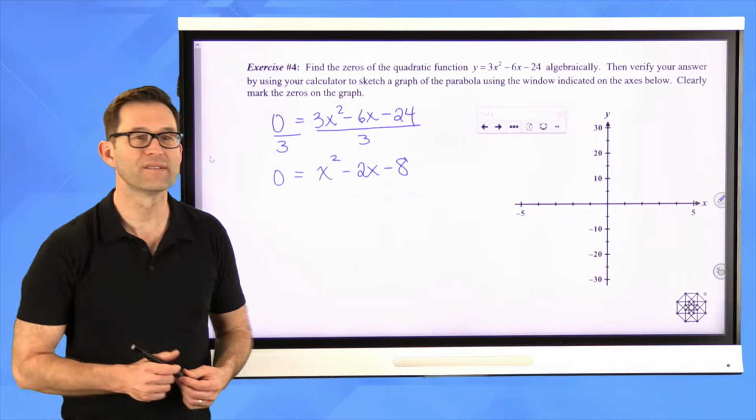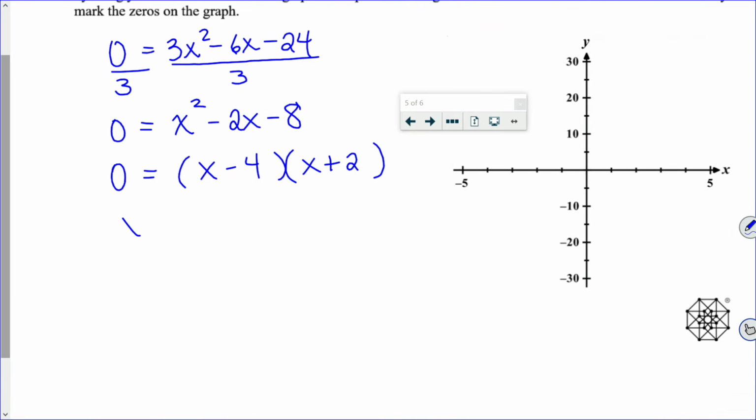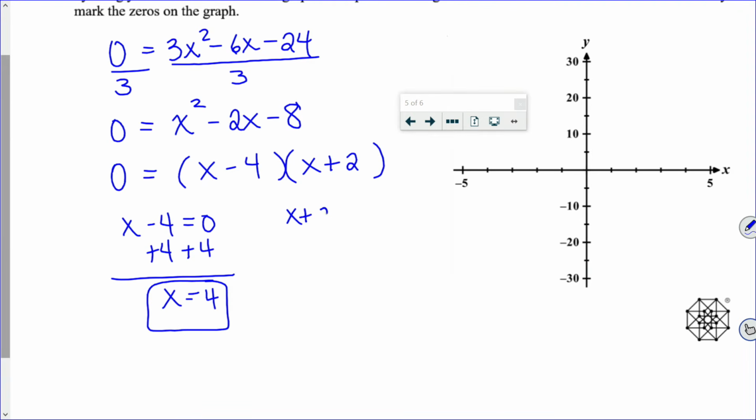All right, well, let's do it. I'm looking for two numbers whose product is equal to -8 and whose sum is equal to -2. Those will be -4 and +2. So if I do x minus 4 and set it equal to 0 and add 4 to both sides, I get one of the zeros is equal to 4. And then if I take x plus 2 and set it equal to 0, subtract 2 from both sides, x will be equal to -2.